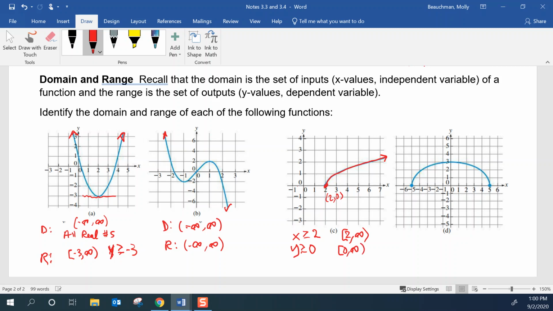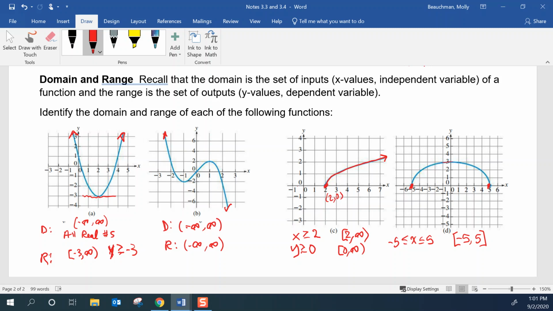Last example, we have kind of half of an oval here, half of an ellipse. Our graph starts here and ends here. So what x values do we have on our graph? This is everything from -5 to 5. So we can write it as x is between -5 and 5, including both, as a compound inequality, or in interval notation, -5 to 5.